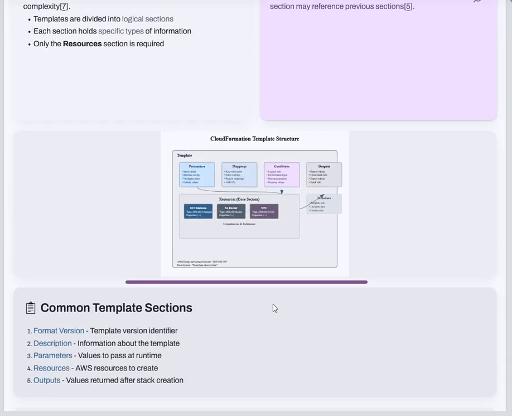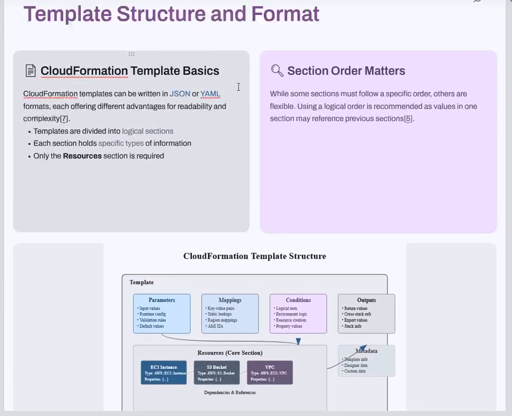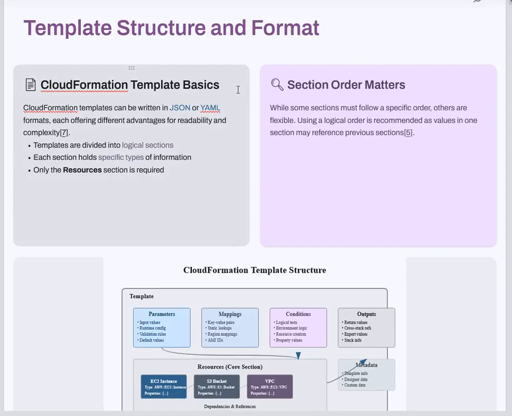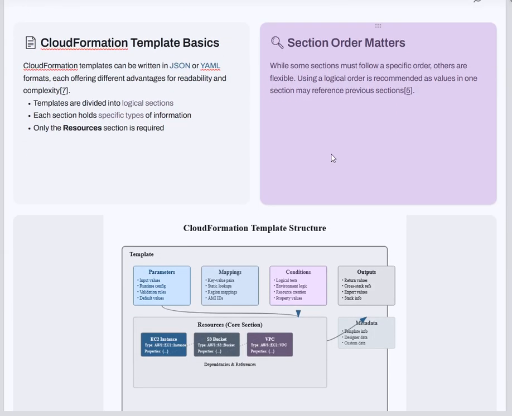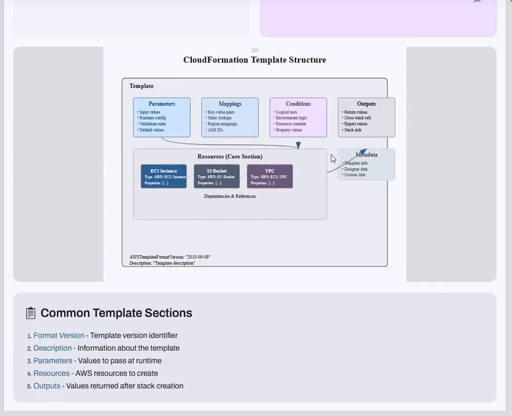So I'm just going to make this bigger so you can see. Template structure and format, CloudFormation template basics. It can be JSON or YAML. Templates are divided into logical sections, and each section holds a specific type of information. Only the resources section is required. You can get a question about that. While some sections must follow a specific order, others are flexible. Using logical order is recommended, as values in one section may reference a previous section.